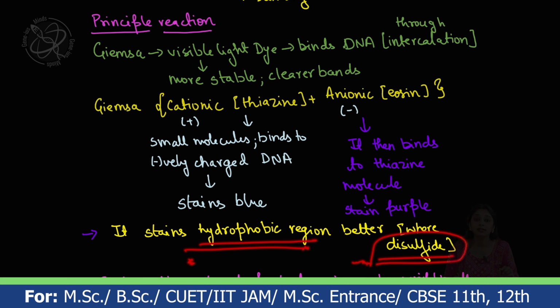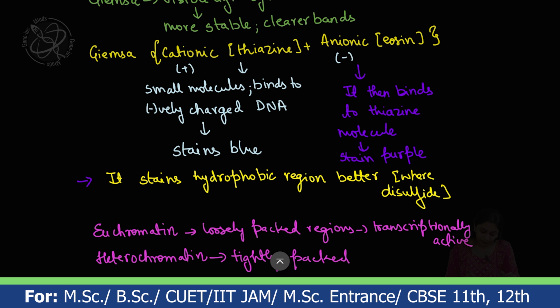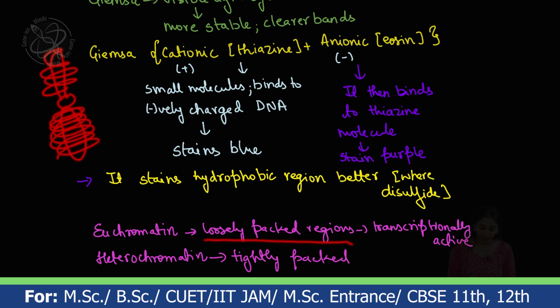Now, another important thing in the principle is about euchromatin and heterochromatin. Your chromosome has two distinct regions, euchromatin and heterochromatin. Euchromatin is a loosely packed region. So suppose this is your chromosome; if it is loosely packed, then it is known as euchromatin. If it is tightly coiled and packed, then it is known as heterochromatin.